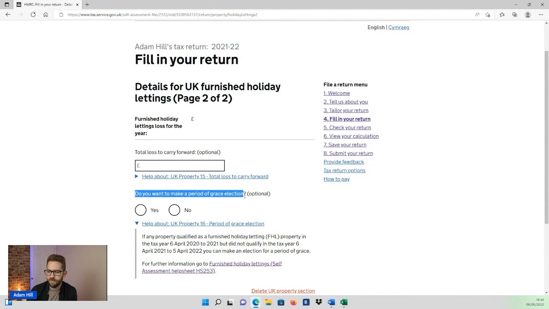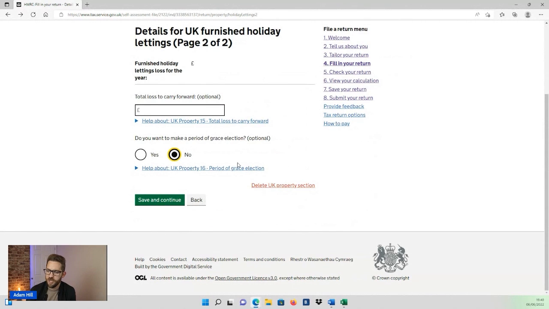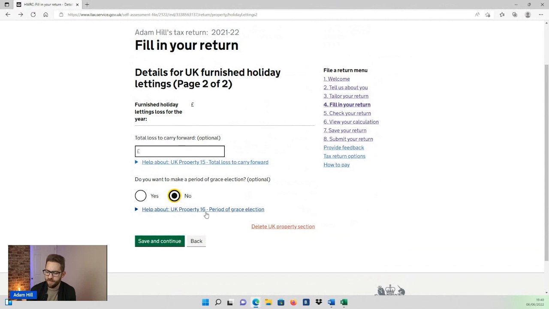Do you want to make a period of grace election? This is worth looking at if you have qualified as a UK furnished holiday let before, and then maybe in this tax year you haven't quite made the criteria. There is a period of grace election that you can usually qualify for. It's quite flexible actually, most likely because of COVID restrictions stopping people from being able to let their properties. So it's very much worthwhile doing because then you're continually taxed as a UK furnished holiday let. And I think you can carry that on for a number of years before you return to be treating more like an investment property. In this situation, I'm saying no because I already qualify as a UK furnished holiday let.